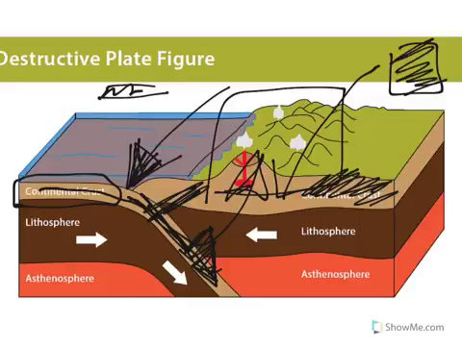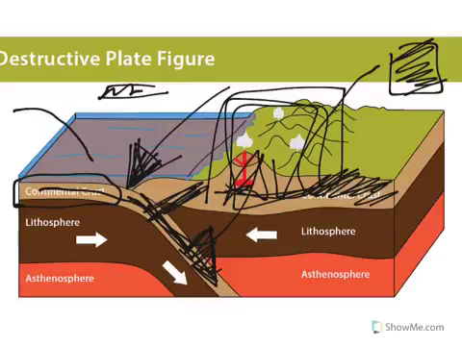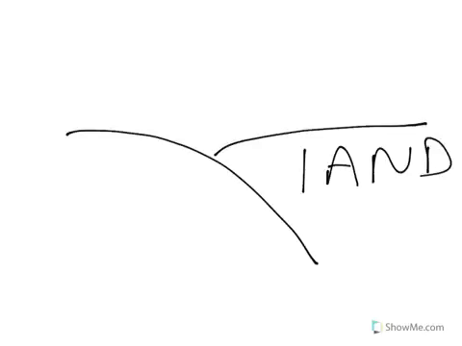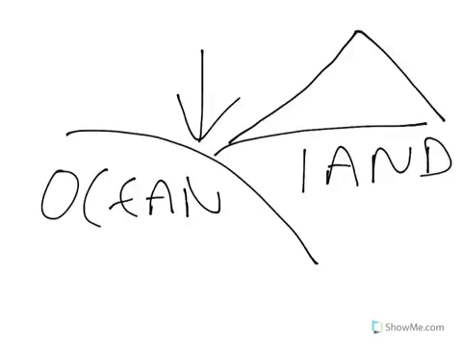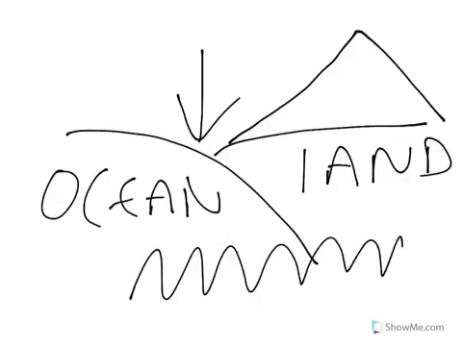So you might be thinking, oh wait a minute, how can it be destructive if it creates something? Well, it's because what it creates is more destructive. So essentially, one goes underneath. So we've got the land, we've got the ocean, it goes underneath, and as it pushes that up, it creates a mountain range, and this is called the subduction zone. Okay, so that can create earthquakes, which is destructive.